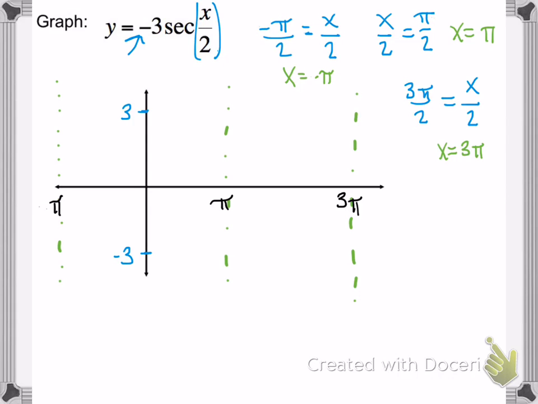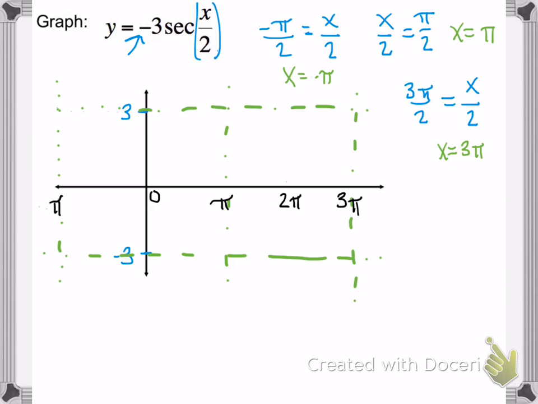Now remember, with secant, where your amplitude is, you are going to have a horizontal asymptote as well. So I'm going to go ahead and draw those in. And then I just need to find halfway. So what's halfway between -pi and pi? That's going to be 0. And halfway between pi and 3pi is going to be at 2pi.